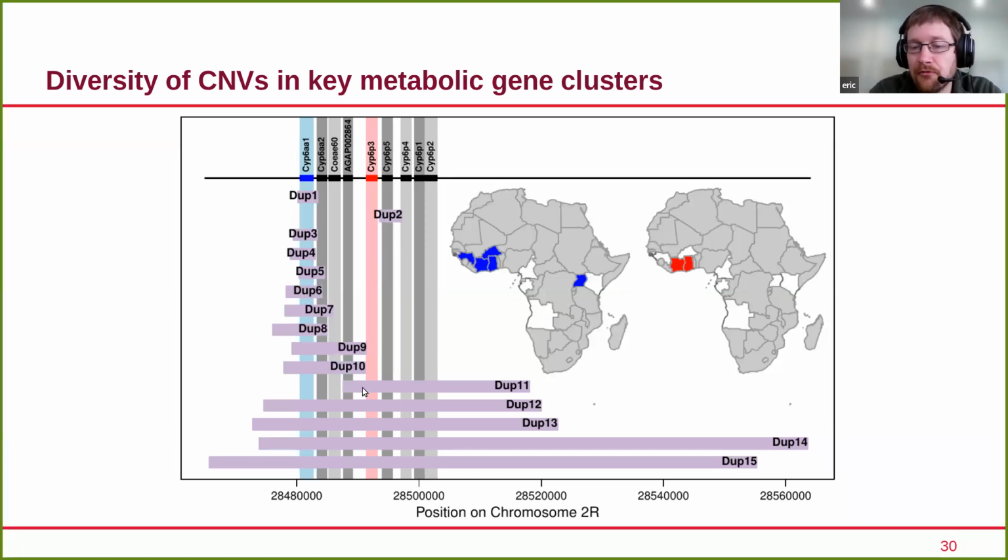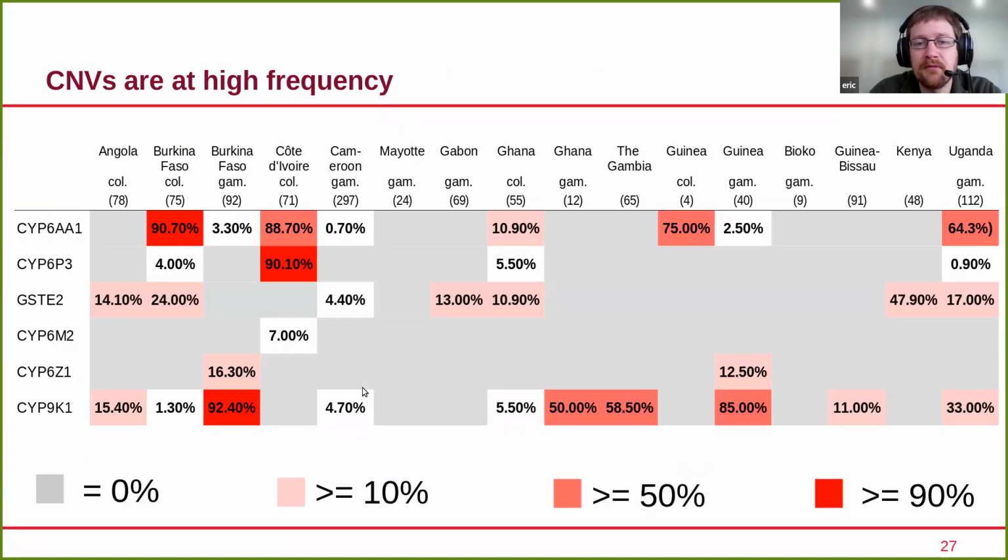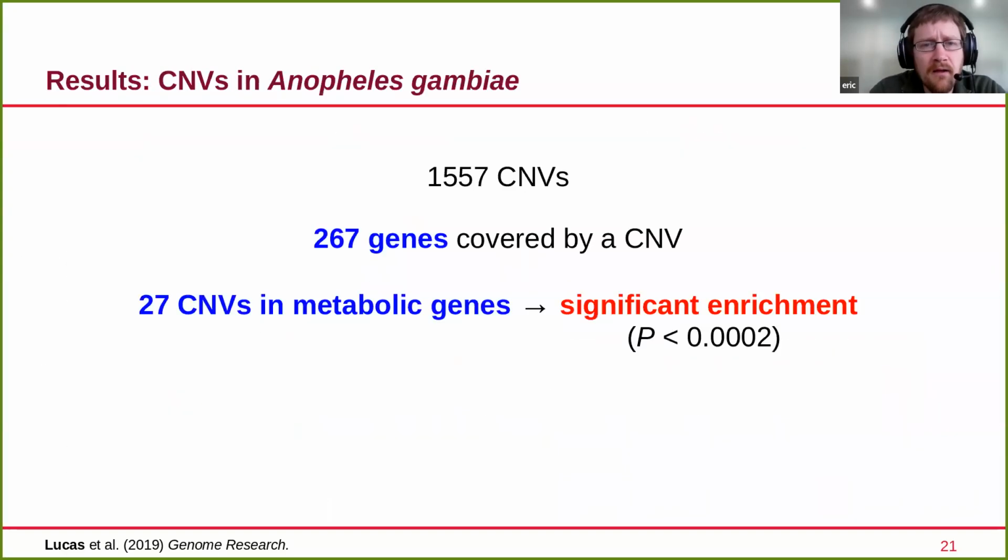So it really depends on what you want to do. Similarly, for the idea of how common these CNVs are, you don't need a huge sample size, because for the very high frequency ones, this 90% frequency CNV, if we'd had a sample size of 10 here instead of 75 mosquitoes from Burkina Faso, we'd probably still have found that CNV, and we'd have a reasonably good idea that it was high frequency, around 90%.